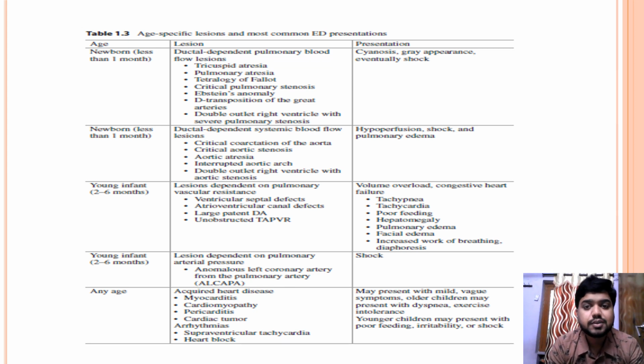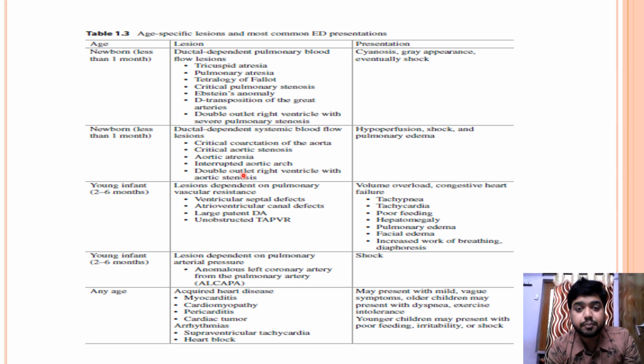As we discussed already, this is a tabular format describing who present within newborn period, like tricuspid atresia, pulmonary atresia, Ebstein's anomaly, DTGA, and double outlet right ventricle with severe pulmonary stenosis. These conditions present because these are duct dependent conditions. In the newborn, these are duct dependent systemic blood flow lesions, and these are duct dependent pulmonary blood flow lesions.